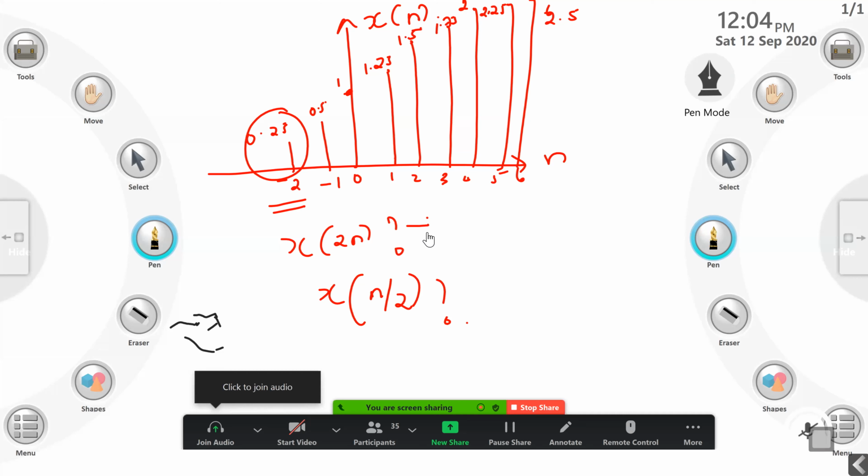So while plotting x of 2n, what you need to do is, same signal we are keeping, but it starts from -1 and ends with 3. So at -1 you need to keep 0.25 and at 3 again you need to keep 2.5. So what about at 0? At 0 you will have 1.